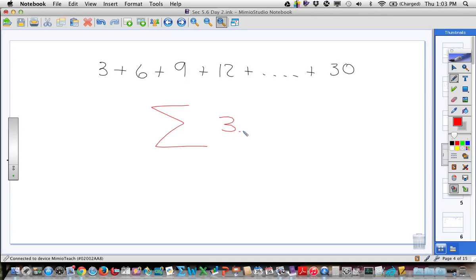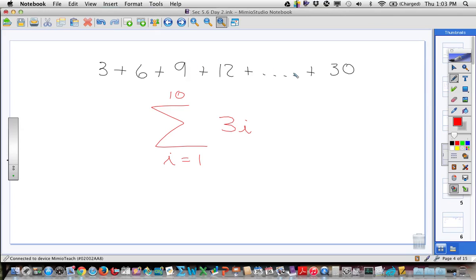the formula would be 3i. Does everybody see that? Now, maybe you don't. That was pretty quick. Okay? We would like i to start at 1, and it would go to 10, because 3 times 10 makes 30. When i is a 1, we get 3. When i is a 2, we get 6. When i is a 3, we get 9, and so forth. That would be the sigma.